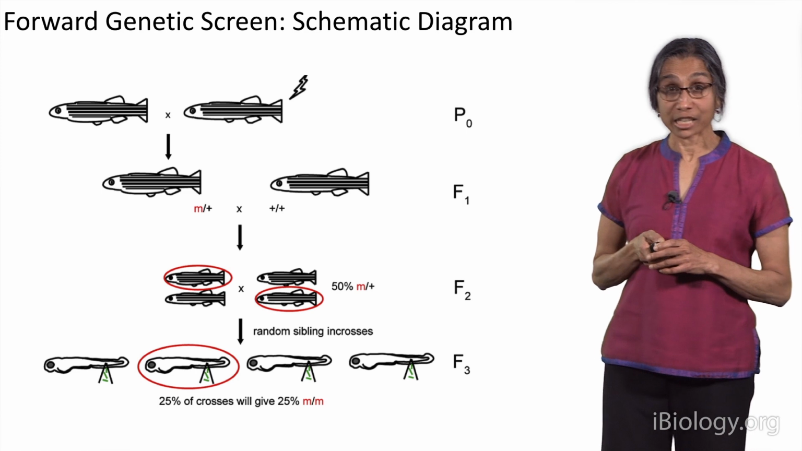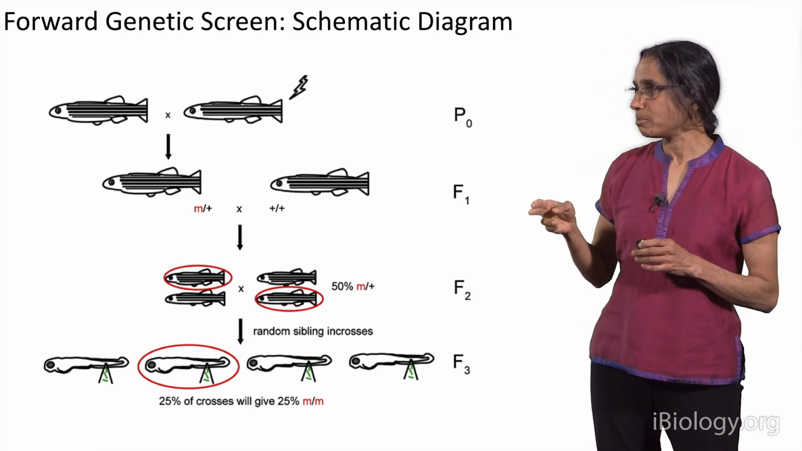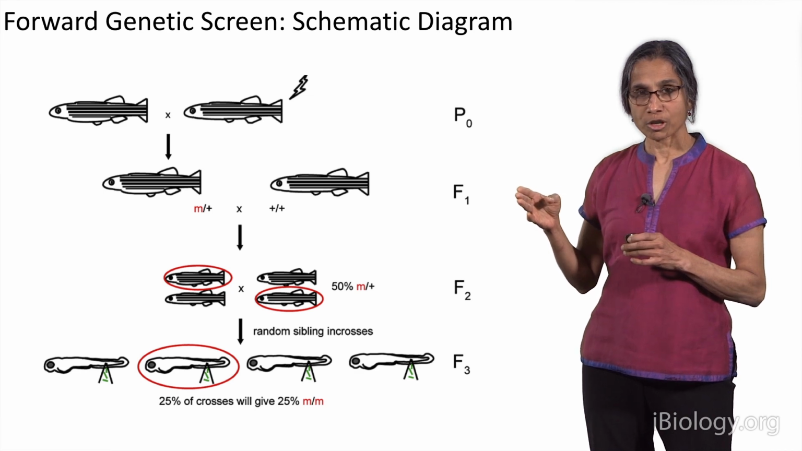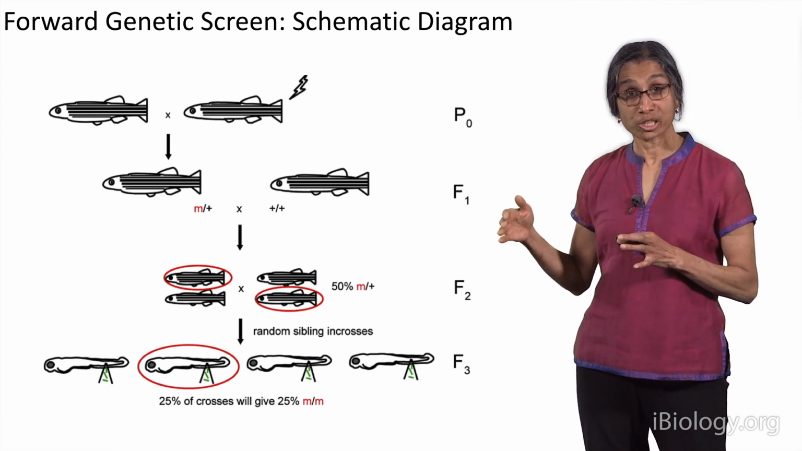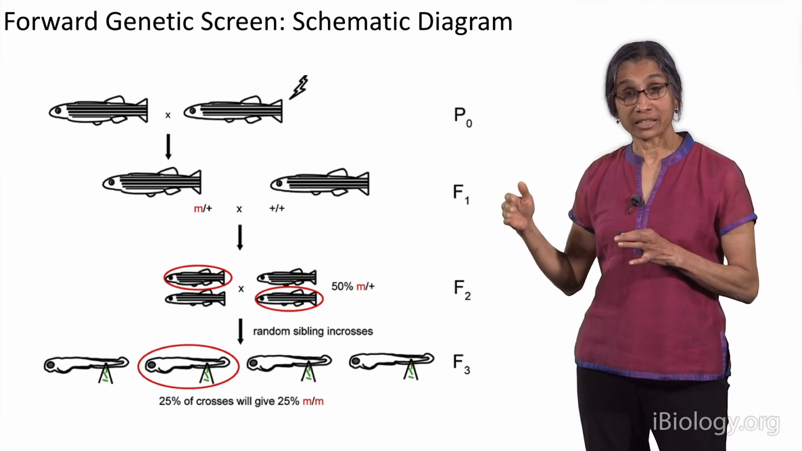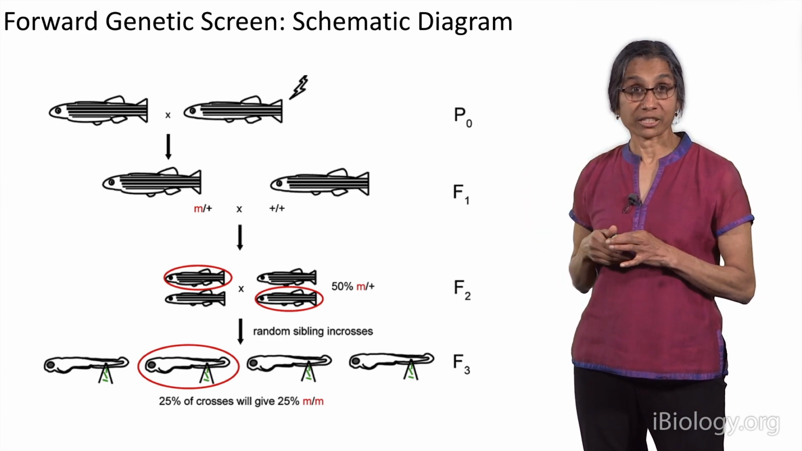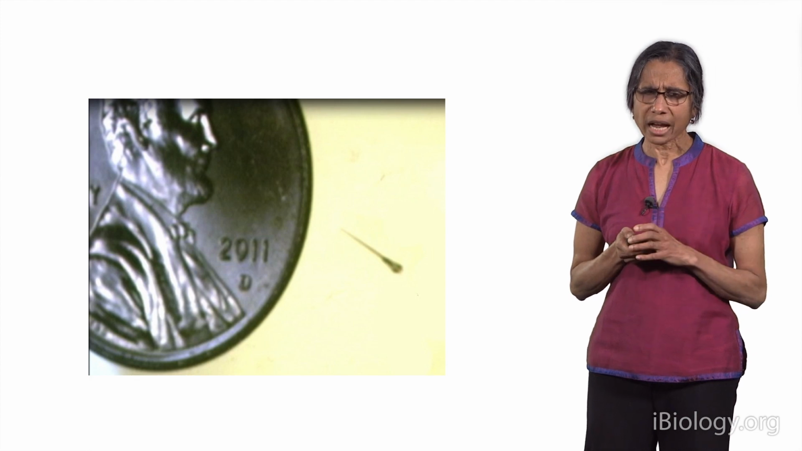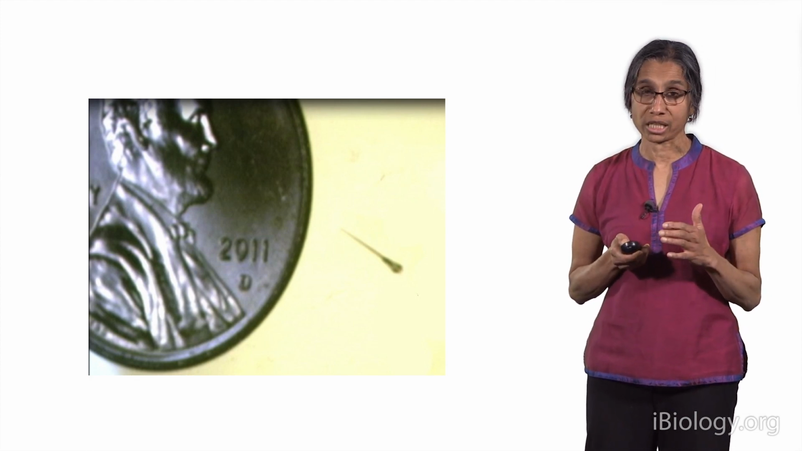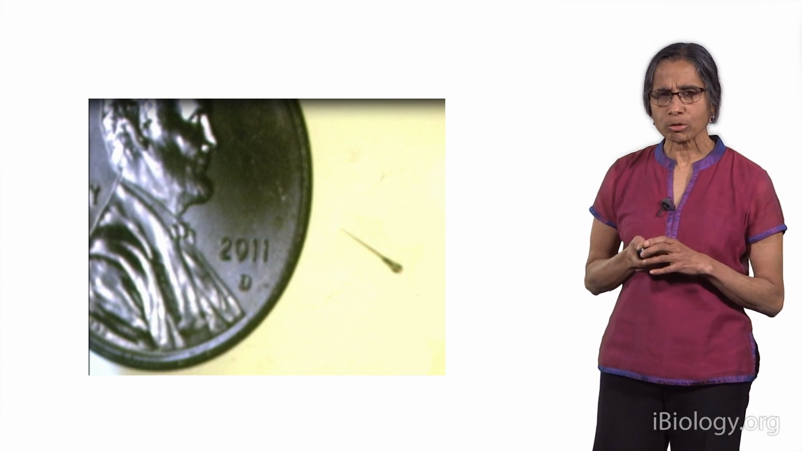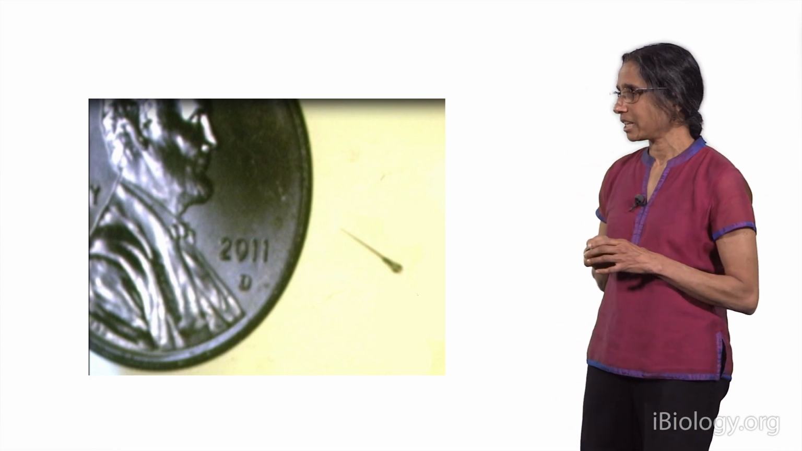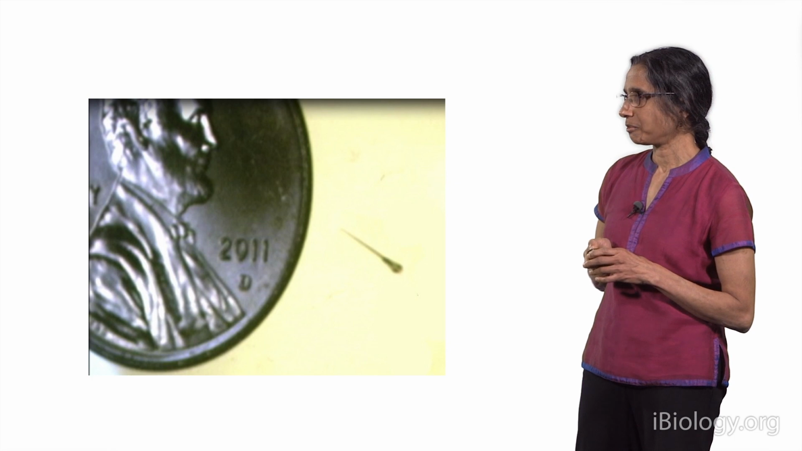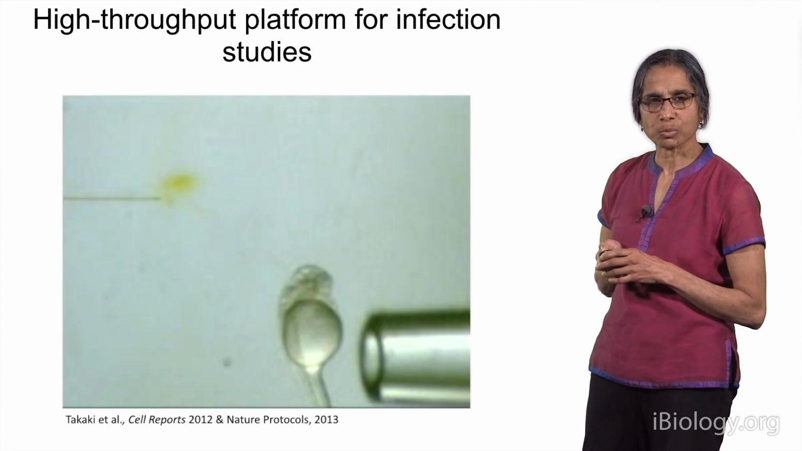Let's have a look at the mechanics of the screen. What you do is you mutagenize male fish, and then you cross them, and then you do subsequent crosses until you can homozygose the mutants. And you now take these mutants and screen them for your trait. Now, before we could do this, we needed a really good high throughput way to screen the fish. And although I show you pictures which make the fish look very big and lovely, they're actually tiny. You can see here that our little fish that we infect would fit into the cravat of Lincoln on the penny. So how does one do this?